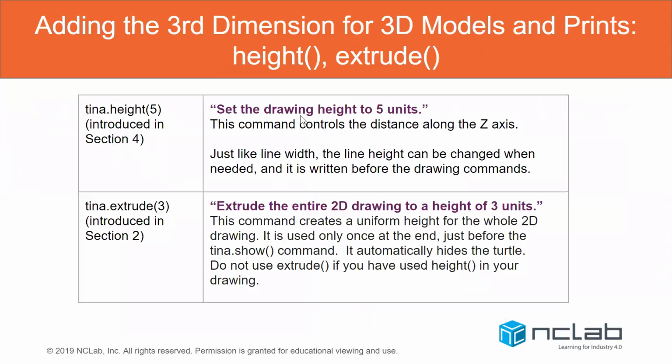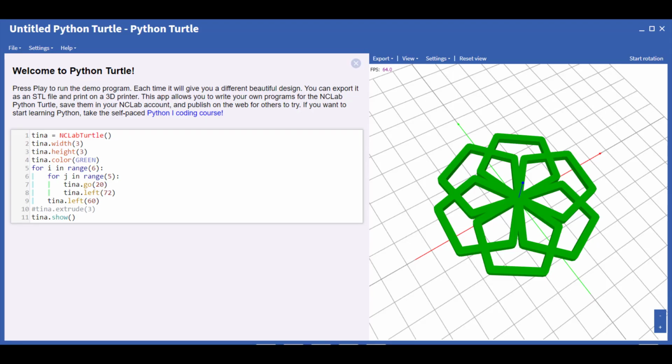The height command is going to set the drawing height ahead of the line. So let's go back to our program here. Here we have a little program that I've written to demonstrate height versus extrude, and it creates this design here, which you can see these are 5-sided regular polygons, and there's 1, 2, 3, 4, 5, 6 of them. By the end of unit 1, people know how to create these. These are nested loops that are used to produce this design.